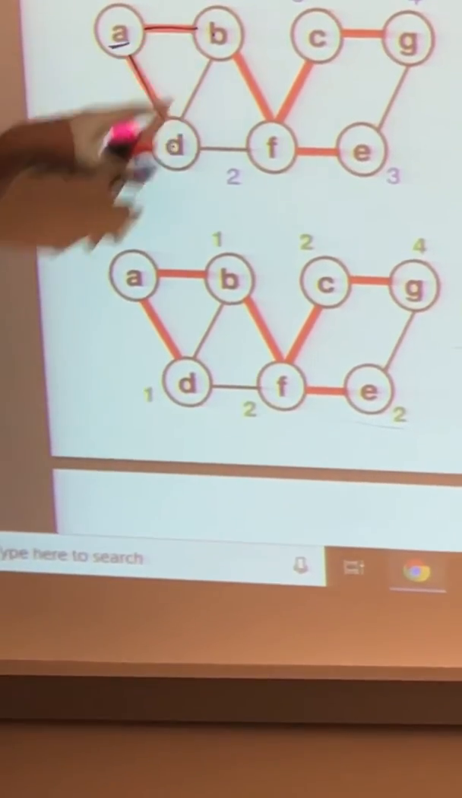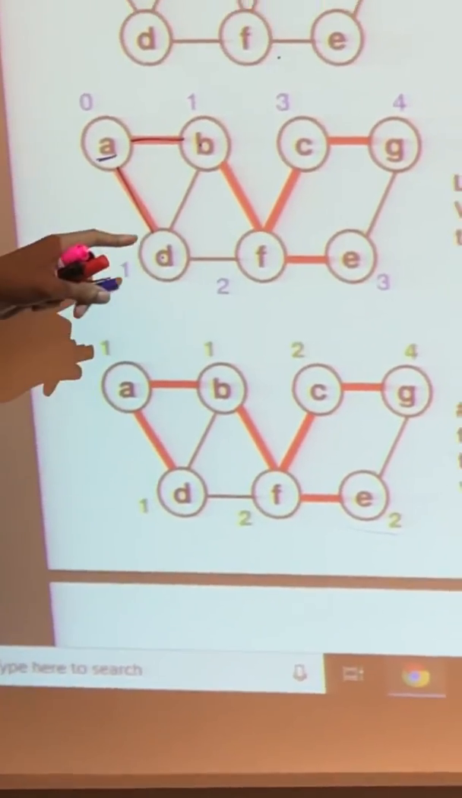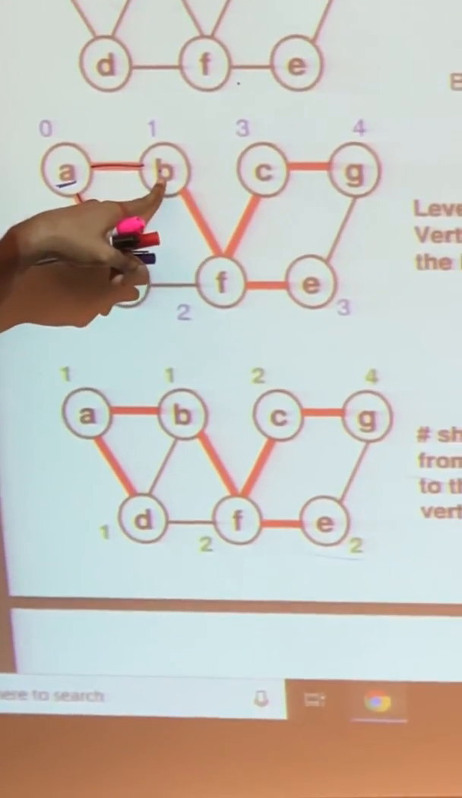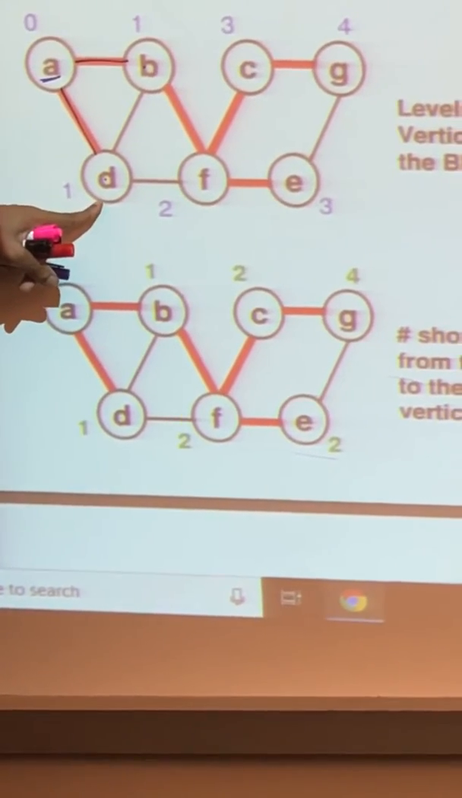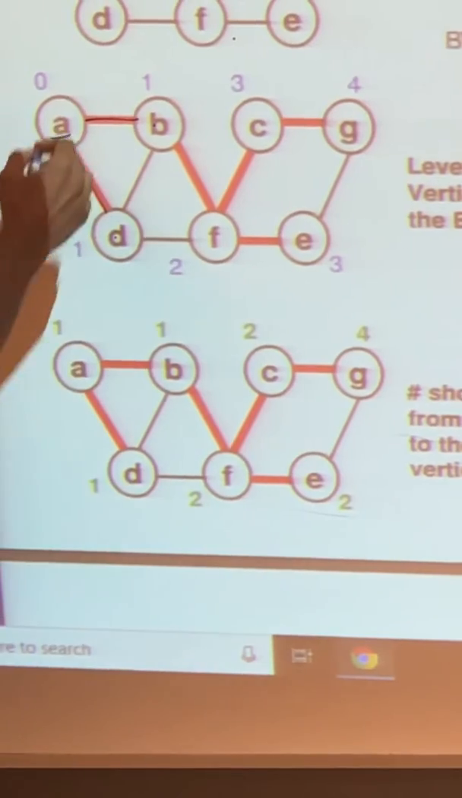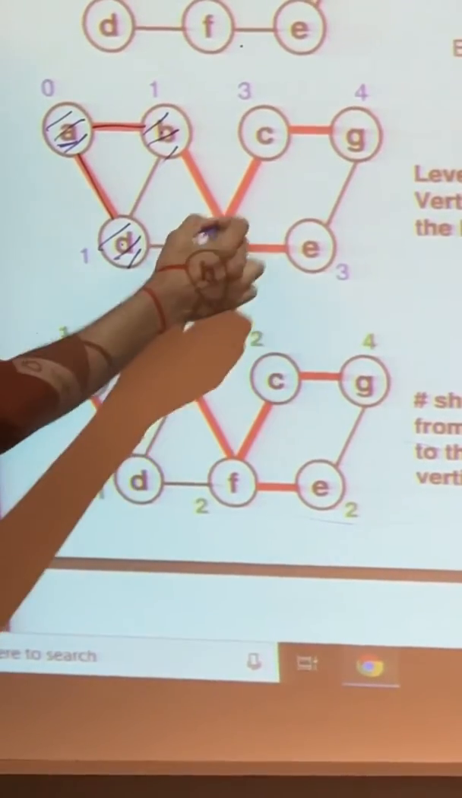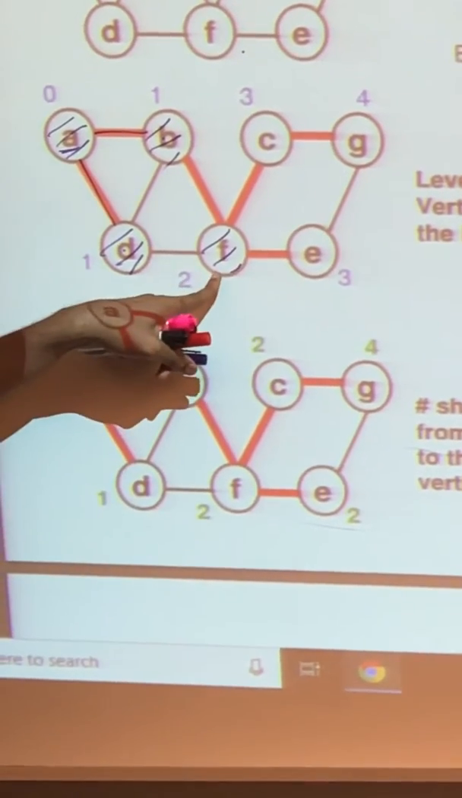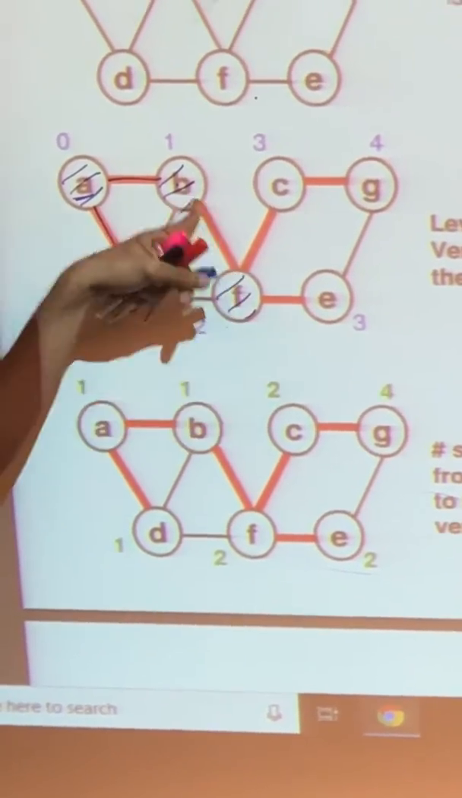Now consider the vertices at level 1. You have two vertices. Pick the lower alphabet. Okay? So B, its neighbors are D and F. Of course, D has been already visited, so we don't consider that. But F has not been visited, so A is the start and B and D are visited. Now F is visited. So the level of F is 1 more than the level of B because we're visiting F from B.